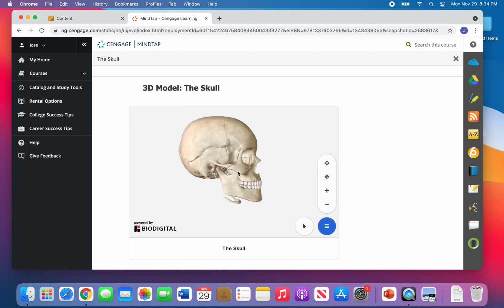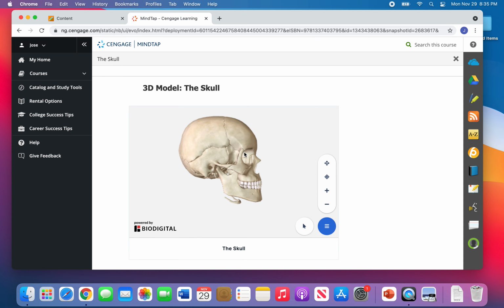And the next bone I want to talk about is the ethmoid bone, which is located basically under the frontal bone, and it's located here also in front of the sphenoid.